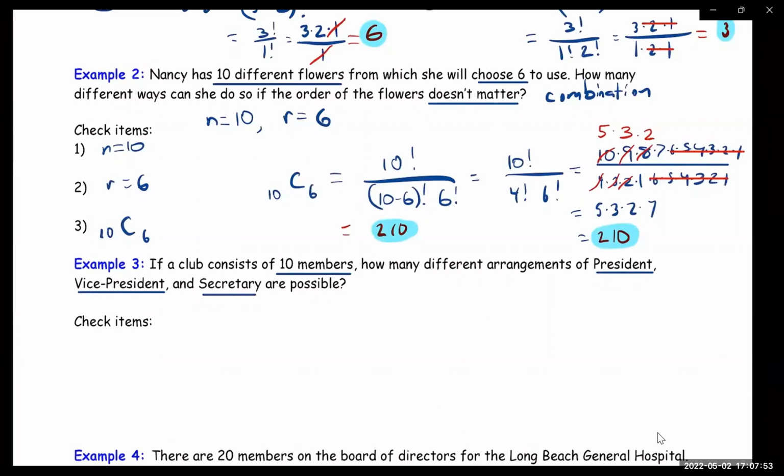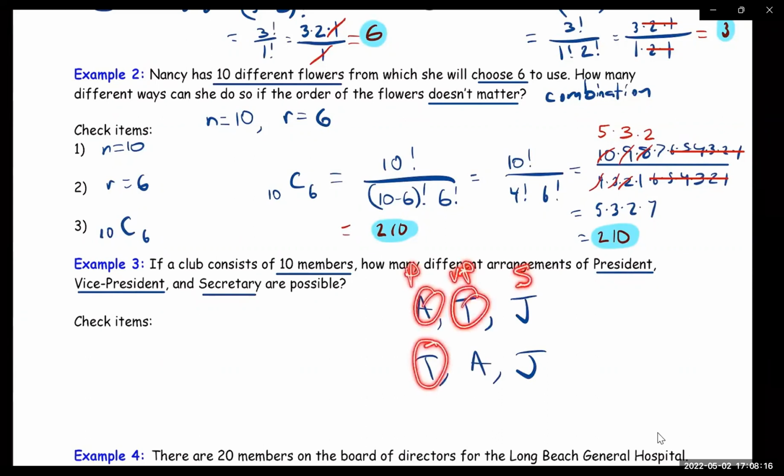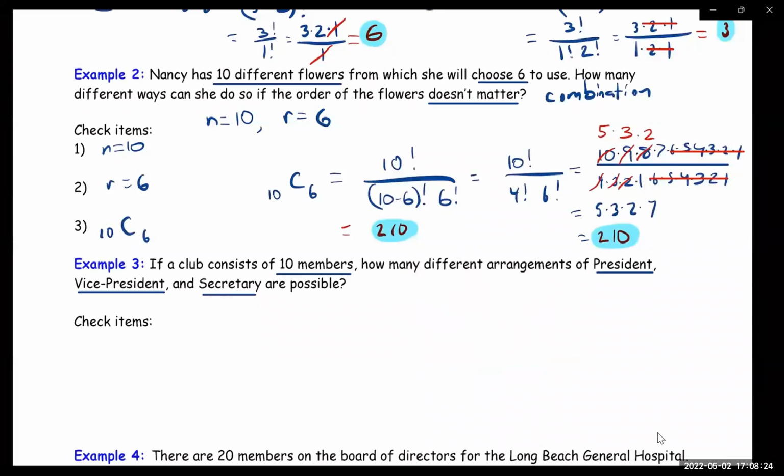So if I go Alejandro, Tori, Jocelyn, is that the same thing as Tori, Alejandro, Jocelyn, or is that different? It's different. Yeah, because this is president, vice president, secretary. Notice that the presidents are different, the vice presidents are different. So these are different. That means the order matters, which means you have a permutation.